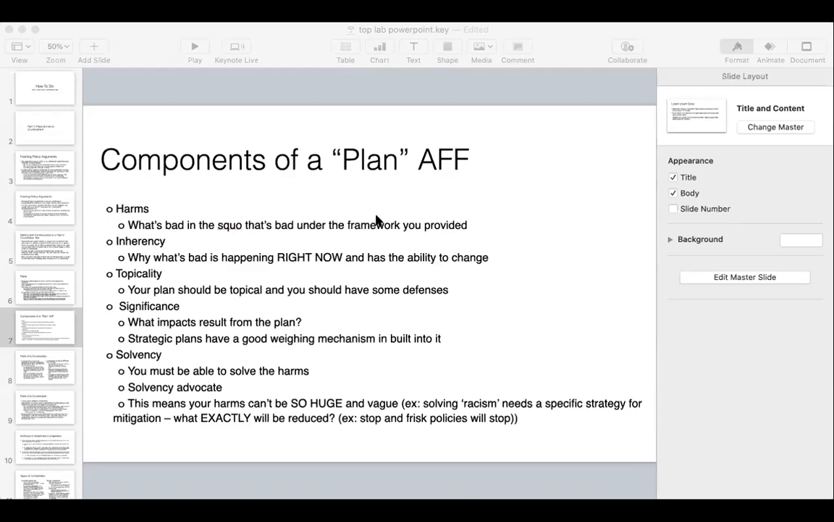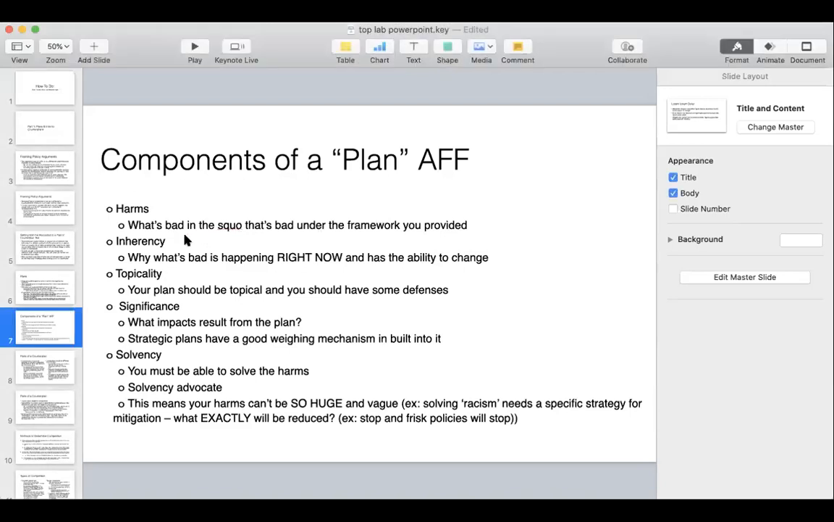So based on the kinds of advantages that you have and the kind of significance that you're going for, you can think about what specific weighing mechanisms work well with your advantage. So in this case, it would be probability, and you can leverage it in probability versus magnitude debates.